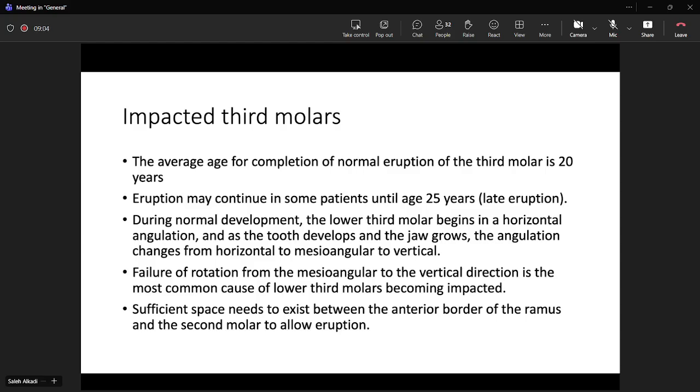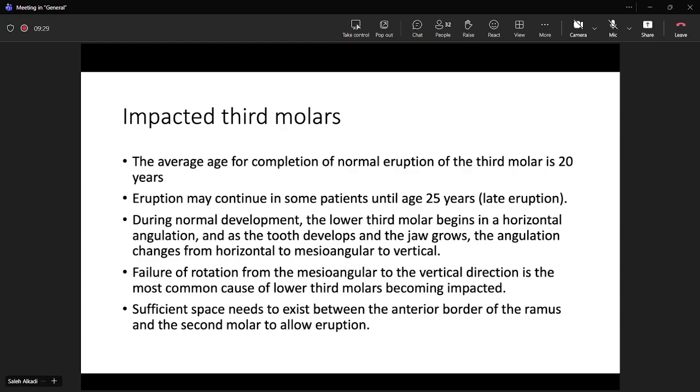This is called late eruption. It may continue till age 25, 26, or 27. During the normal development of the third molar, the tooth bud begins in a horizontal angulation. And as the tooth develops and the jaw grows, the angulation changes from horizontal, then to mesioangular, then to vertical.